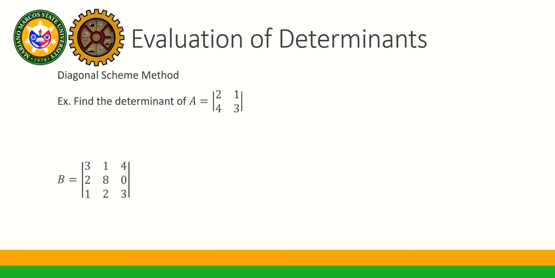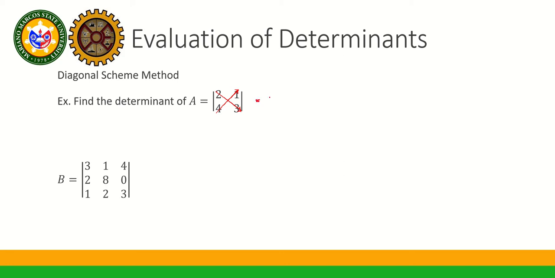So yung diagonal scheme method natin is ganito ginagawa. Find the determinant of A. So we have this matrix A. So, sa diagonal scheme method, ang gagawin natin is to, of course, yung mga diagonal sa matrices natin. This is one diagonal and another diagonal. But how do we do it? So, uunahin natin is yung pataas. Hindi, yung pababa.